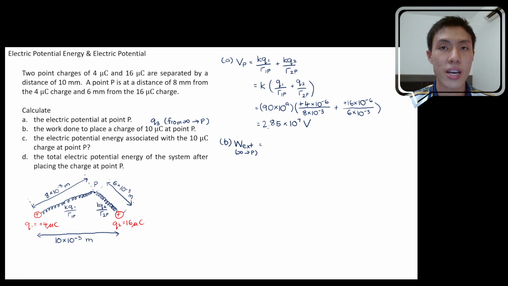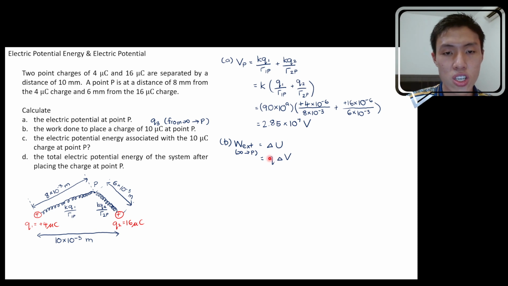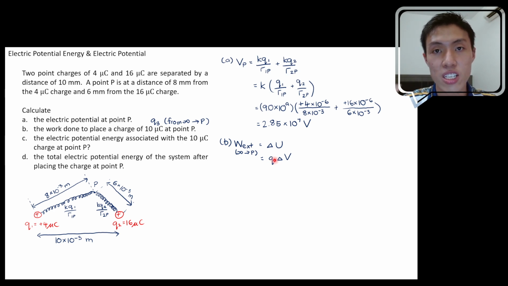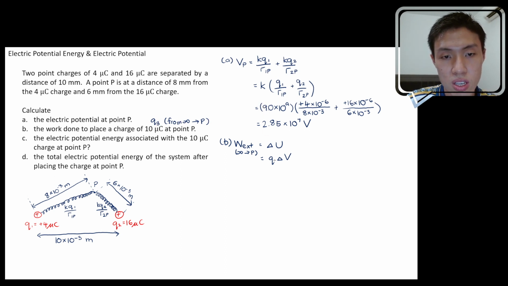Okay, we know that work external is equal to delta U. It's from the lecture, which if you expand it, is Q delta V. We have to be very clear here which Q we are putting in. There's Q1, Q2, and Q3 involved in this situation. But here we are interested in the charge that is moving from infinity to P. That charge is the Q that we substitute here, which is Q3. So you can label it as Q3.